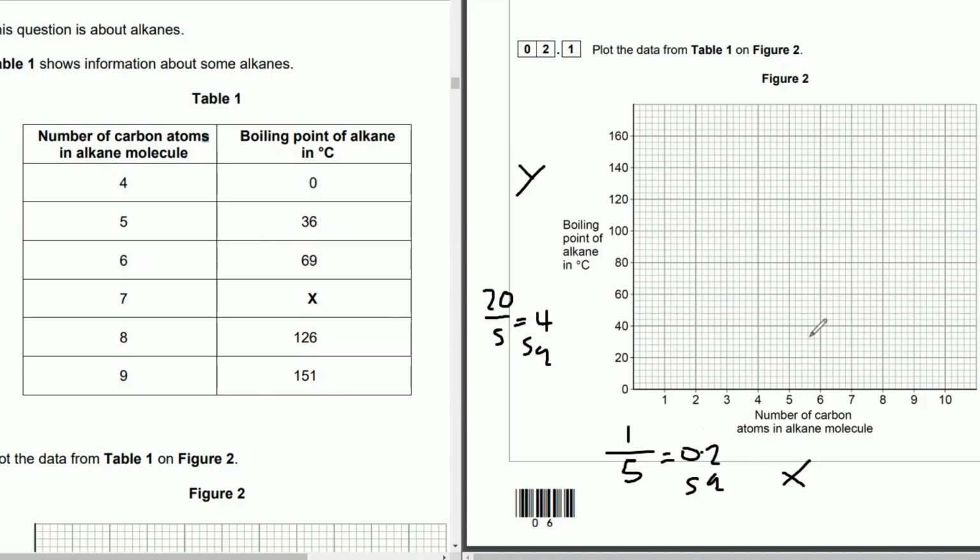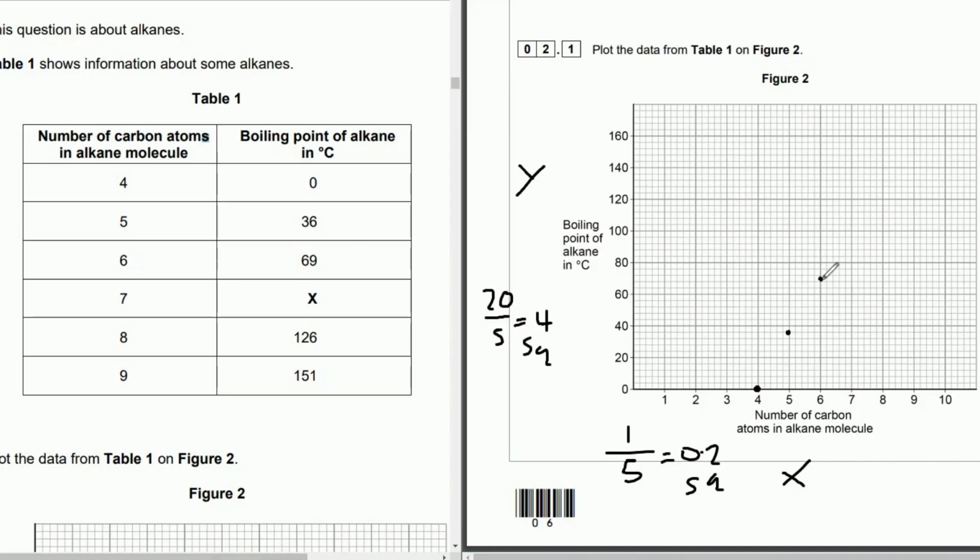When there are 4 carbons, start at 4, the boiling point of the alkane is 0, so we're going to go there. When there is 5, it's 36, so we're going to go 20, and we said these are 4, 24, 28, 32, 36, which is 1 square below 40. Then we're going to go to 6 and to 69. So we're going to come up to 60. Each one's worth 4, so we go 64, 68, and then halfway on that square.